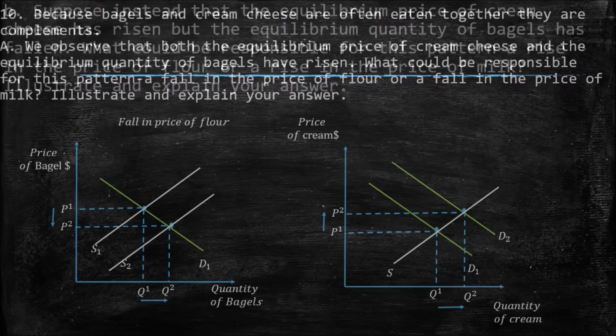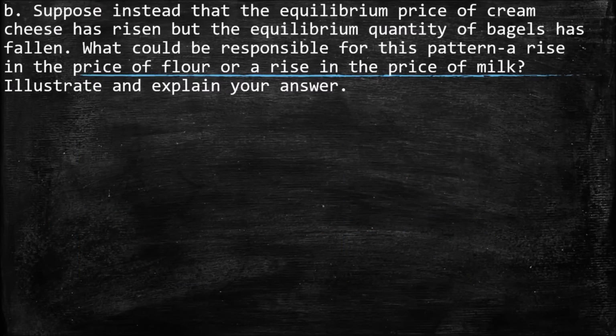Now part B says, suppose instead that the equilibrium price of cream cheese has risen, but the equilibrium quantity of bagels has fallen. What could be responsible for this pattern? A rise in the price of flour or a rise in the price of milk? Illustrate and explain your answer. So let's see the rise in the price of milk.